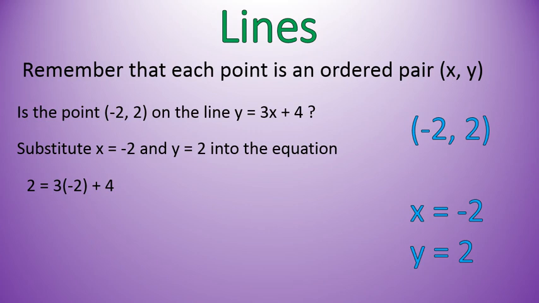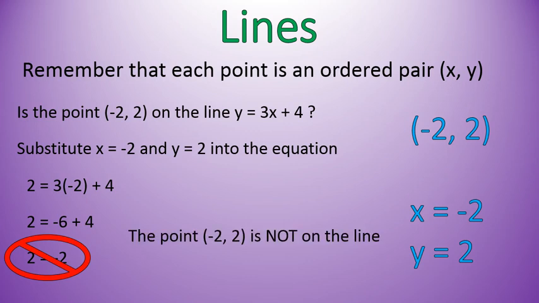Let's go ahead and solve. 3 times negative 2 is negative 6. Negative 6 plus 4 is negative 2. Positive 2 equals negative 2? Not in my math class, mister. So that tells us that the point negative 2, positive 2 is not on this line. That's what that tells us.